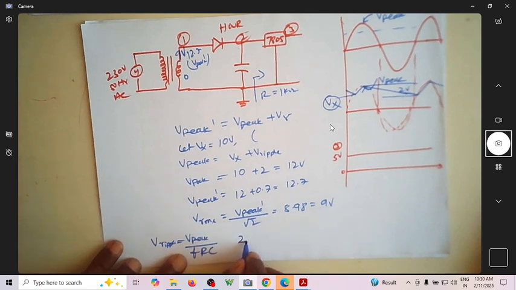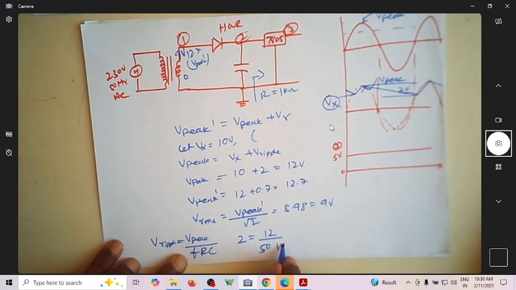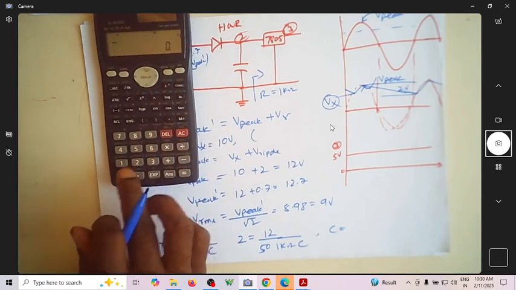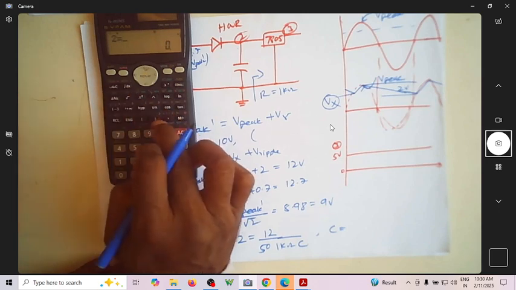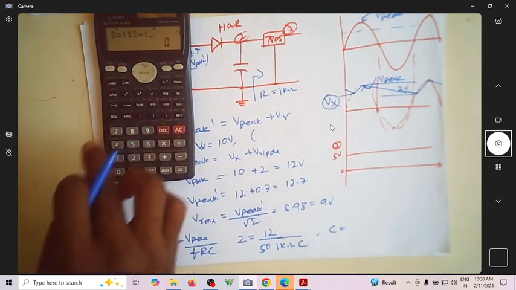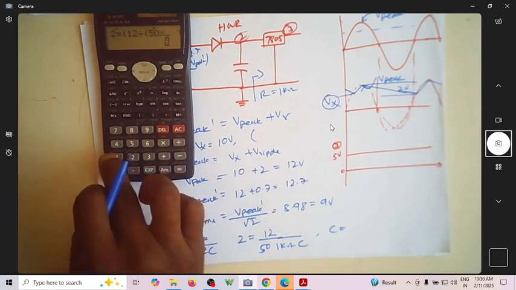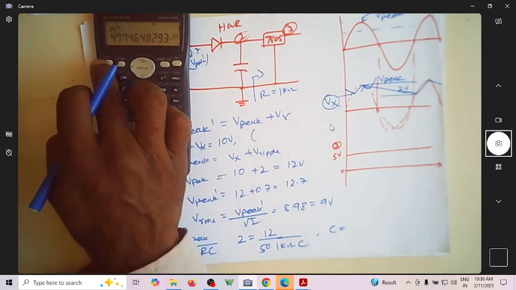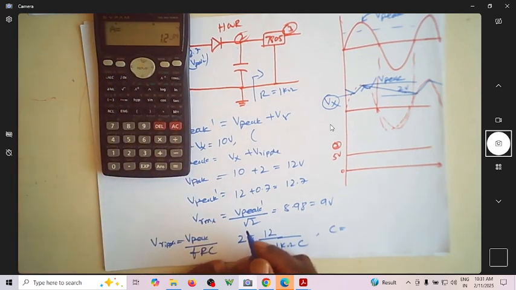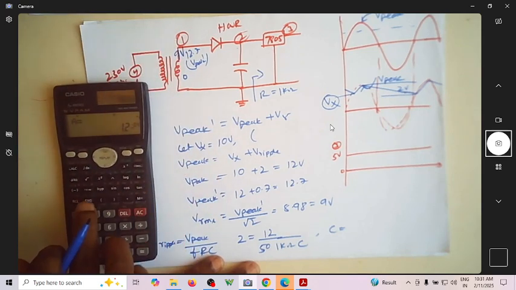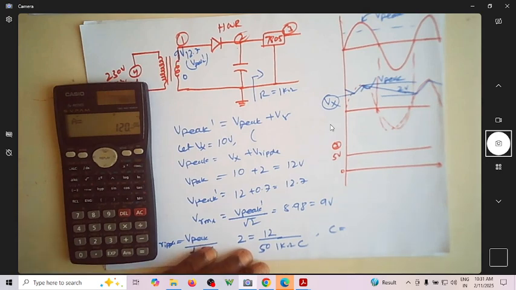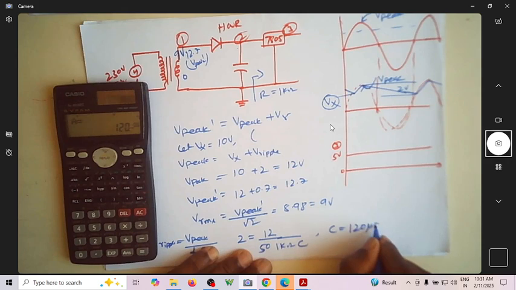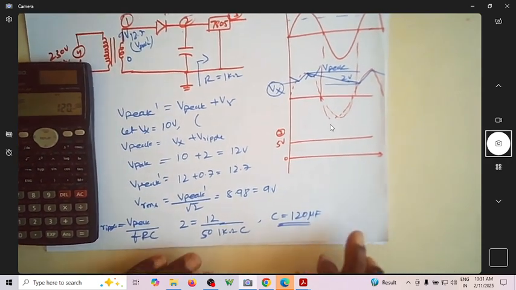Since we are looking for a ripple voltage of 2 volts with a peak voltage of 12, a frequency of 50 hertz, and R equal to 1 kilo ohm, let us find the value of C. So 2 equals 12 divided by, 50 into 1 exponential 3 into C. I got the value of C: C is equal to 120 microfarad.